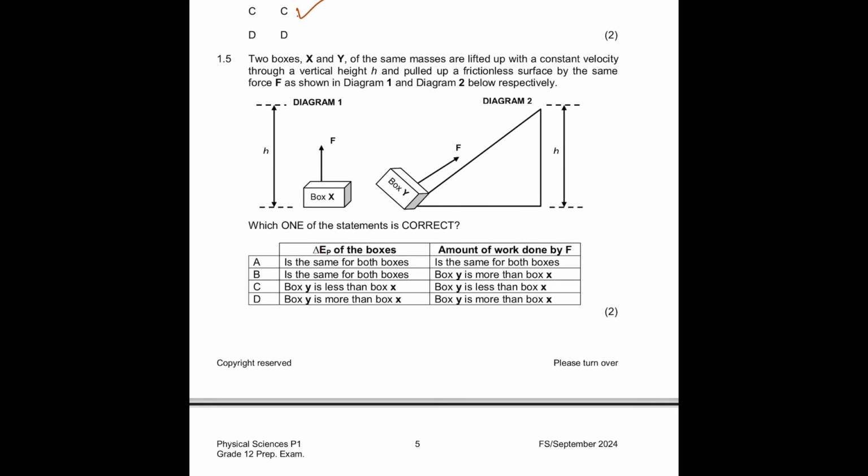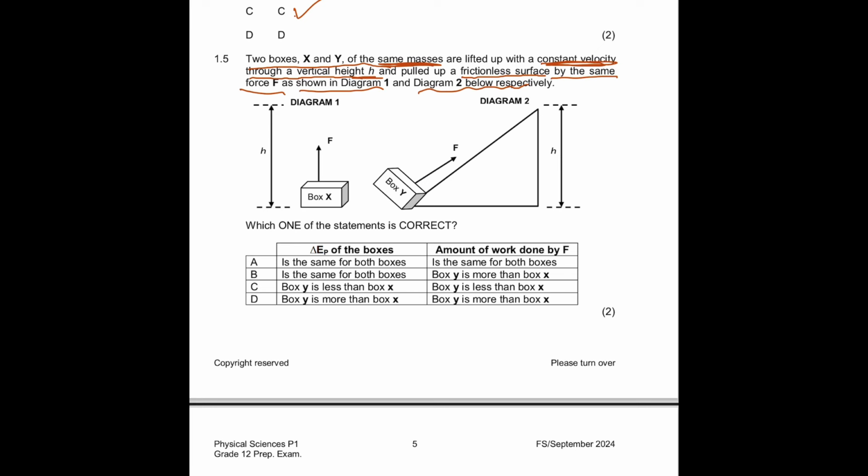Right, 1.5, it says two boxes X and Y have the same masses, very important, and are lifted up at constant velocity, very important, through a vertical height H, and pulled up a frictionless surface by the same force F as shown in diagram 1 and diagram 2 respectively. Guys, if you look here, we have a box X lifted vertically upwards. There's a force applied there, and of course there's a gravitational force there, right?